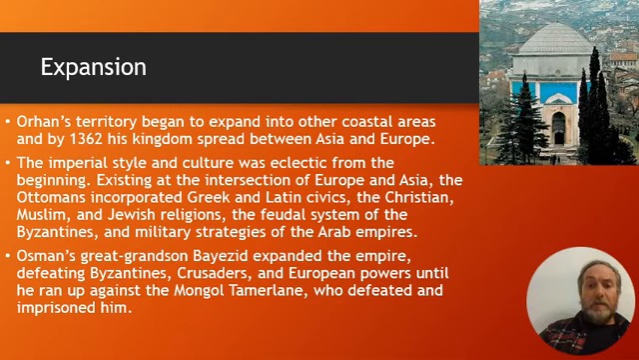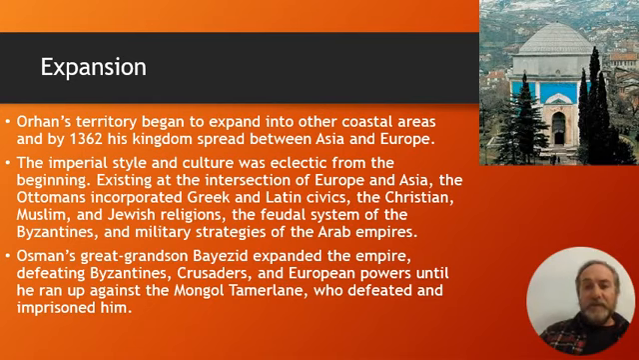So Orhan continued to expand his territory largely, as you could see on that initial map on the first slide, around coastal areas around the Mediterranean and the adjoining sea. By 1362, he had a kingdom that spread from Asia to Europe. The culture and the general attitude of the empire was eclectic and rather tolerant from the very beginning. It was an Islamic empire, but it existed at this intersection of Europe and Asia. They borrowed from Greek and Latin for their civics and for the way they ran their cities.